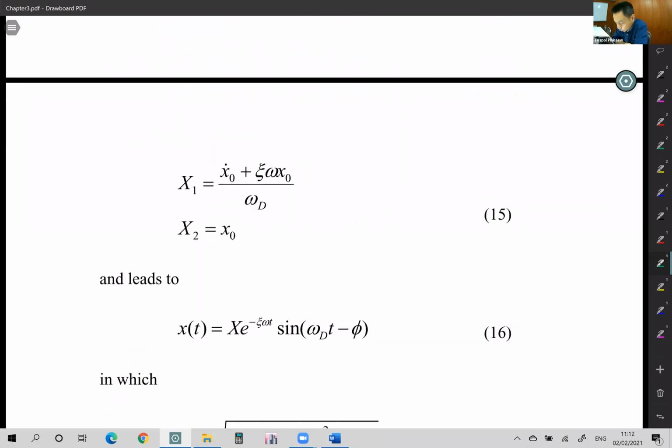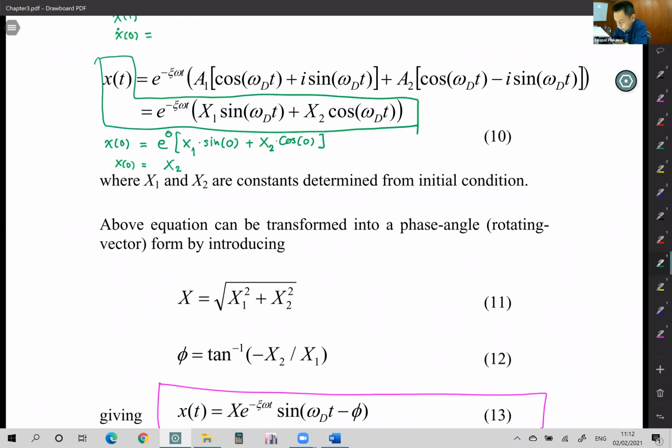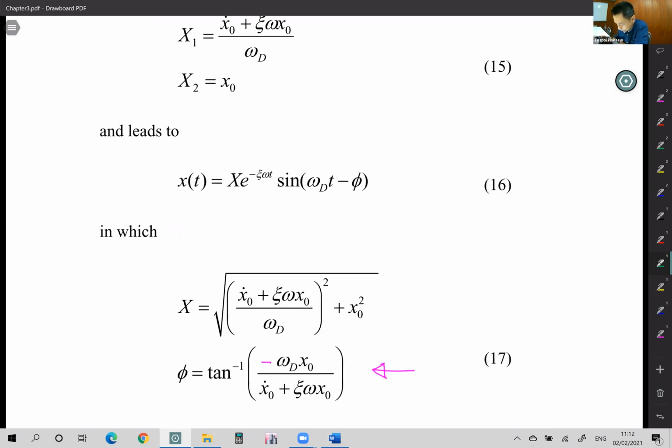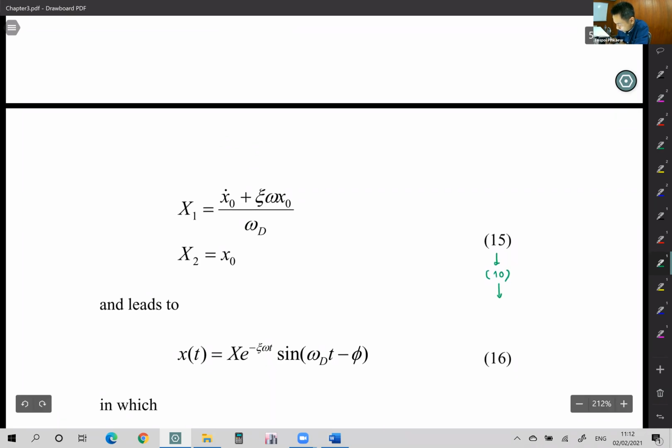And once you obtain the big X1 and big X2, you can introduce equation number 15 back into equation number 10. Oh, I'm sorry, it's not 16. 16 is the one that I use a phase angle. In fact, you can introduce equation number 15 into equation number 10. You can obtain equation number 16 prime, for example, and I hope you can have the form like this, right?